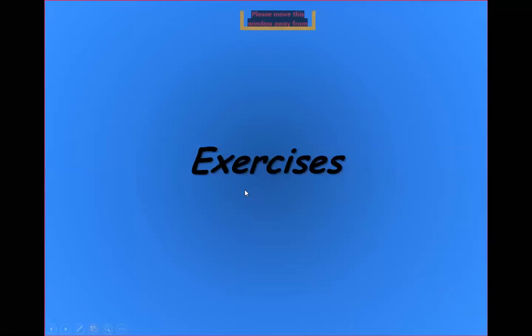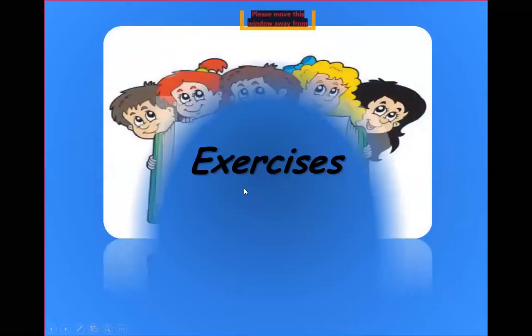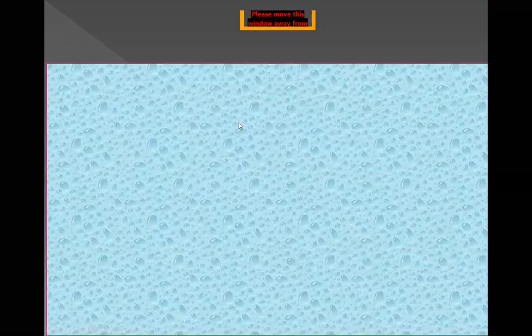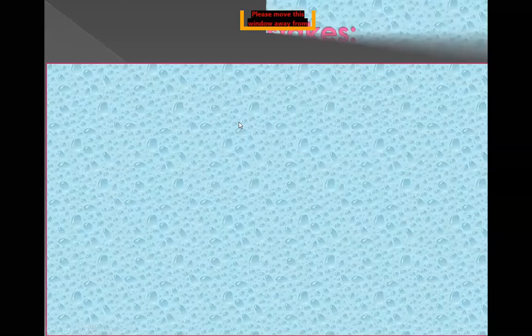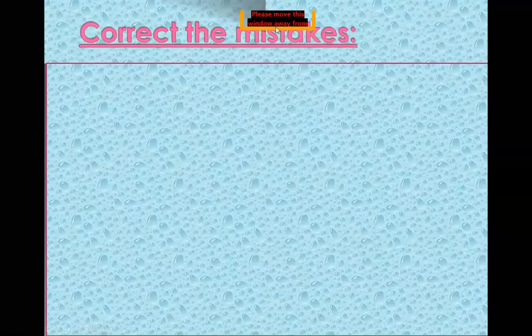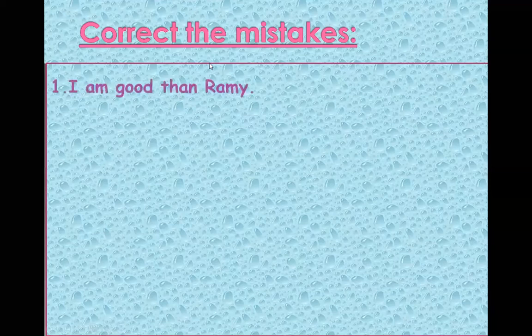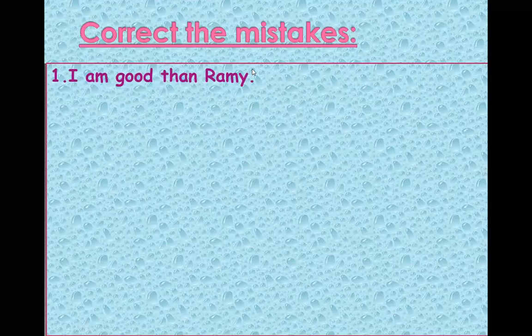Let's go to the exercises. Here we have an exercise: correct the mistake. We have mistakes and we are going to correct them. Please, I'm going to unmute you, or if you know the answer, raise your hand. Number one, I am good than Rami. Do you have any problem here? Of course we have.